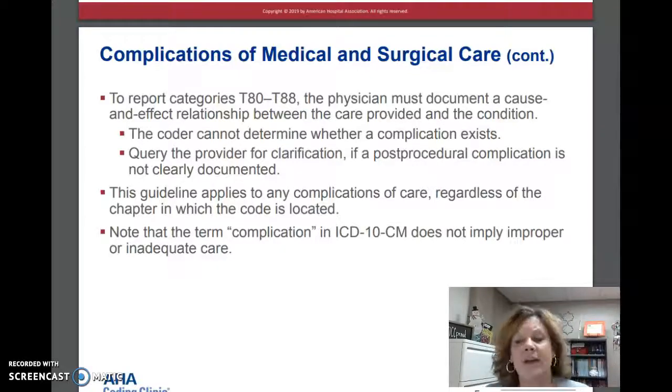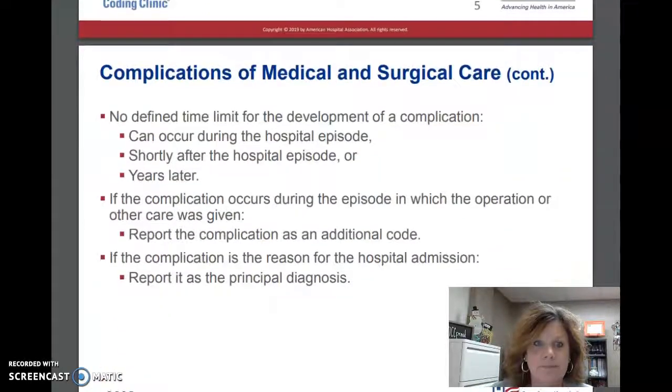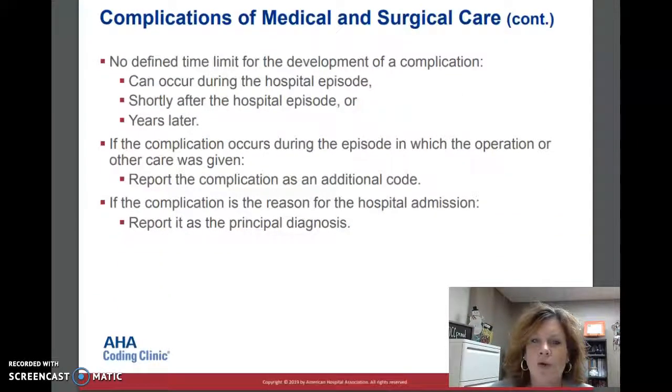And just because you have a complication doesn't mean that it's inadequate or improper care. So keep in mind somebody who possibly hemorrhaged after surgery, again, that is not necessarily inadequate care. It's a complication. So no time limit is developed for a complication. So we can have a complication at any time. It can occur during the hospital episode, after it, or possibly years later.